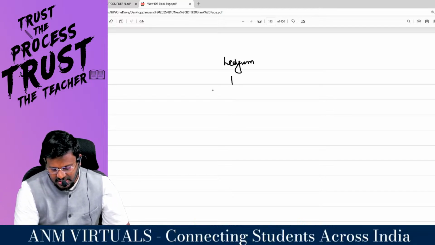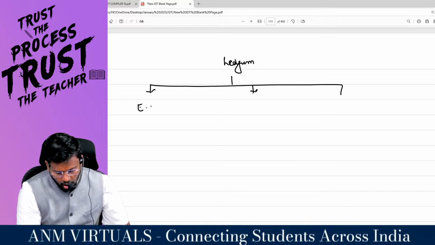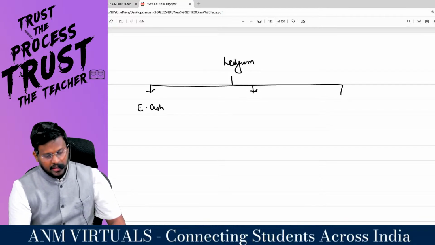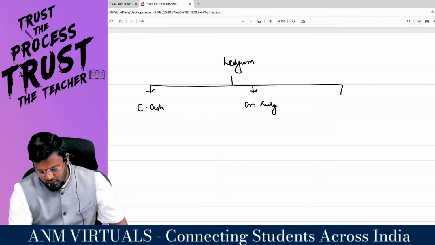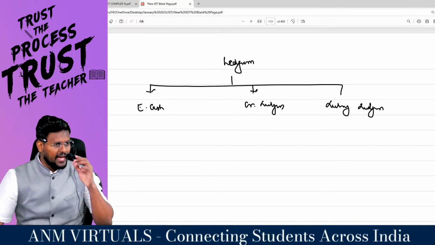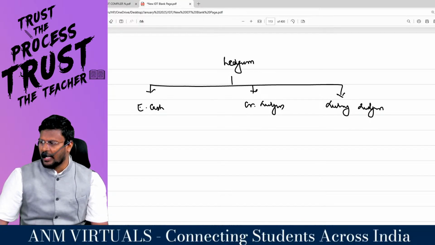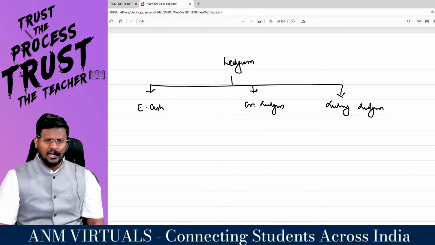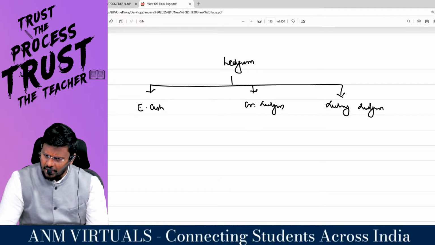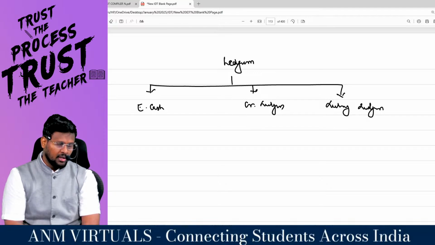So ledgers are classified into three categories: electronic cash ledger, electronic credit ledger and electronic liability ledger. What are the three ledgers? Electronic cash ledger, electronic credit ledger and electronic liability ledger. Sir, what these ledgers are is what this payment of tax chapter is all about.